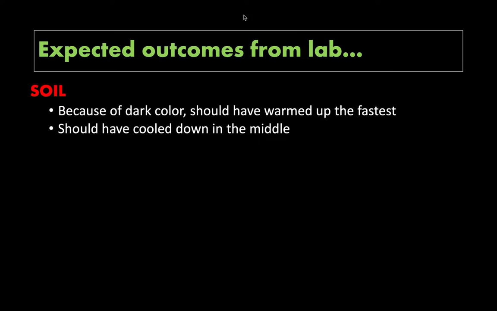All right, so I told you she was going to talk pretty quickly, but let's go ahead and unpack this. So our expected outcomes from the Heating Earth Surface Lab. Now, please keep in mind that this is not a perfect lab. This is not a perfectly controlled lab space. It's a classroom, okay? So what we would expect to see is that because of the soil's dark color, it should have warmed up the fastest.